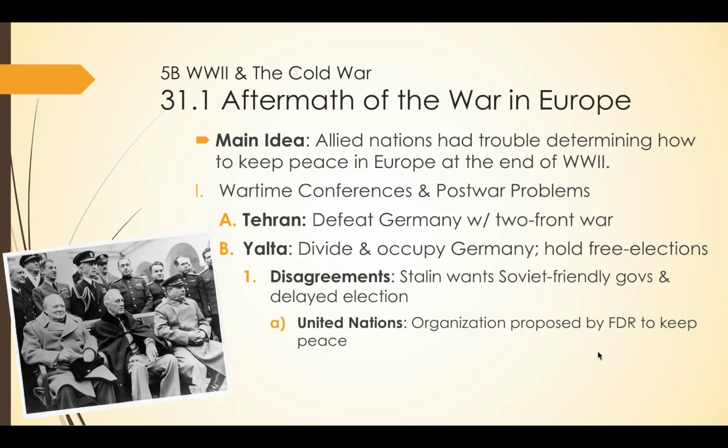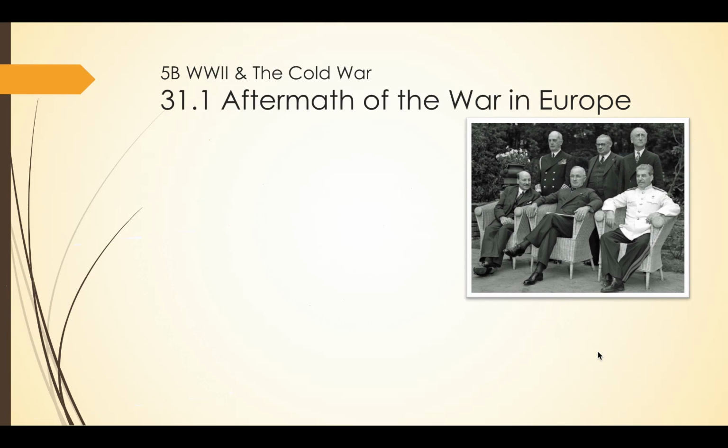The other thing that they all agreed upon was that they needed to create a stronger international peacekeeping organization than the League of Nations. So FDR proposed the United Nations, which would be a collective security group with more military power and economic power to manage international crises and to prevent another conflict. It's essentially a better, stronger version of the League of Nations. And that is still around today and is still very influential.